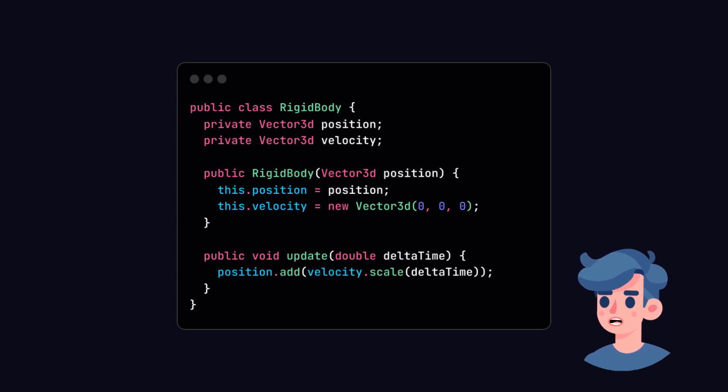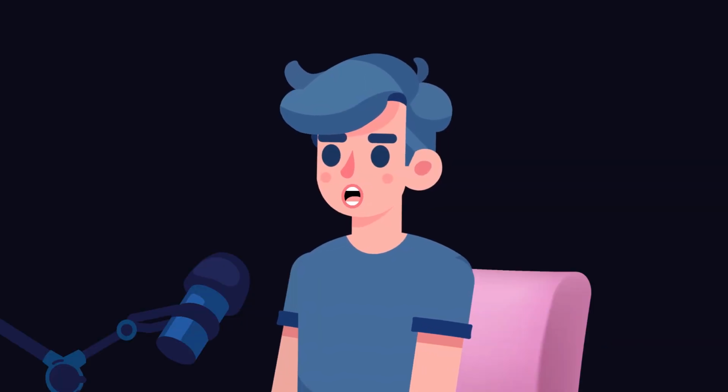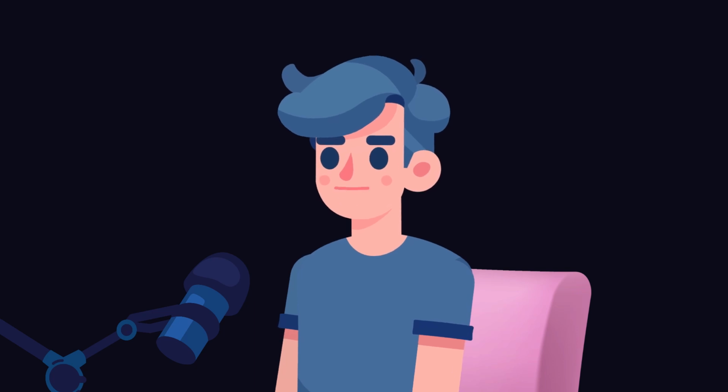Let's create a simple physics engine in Java that applies this principle to an object. In the rigid body class, we have a method called update that alters the position of an object based on its velocity. The delta time parameter represents the time passed since the last frame.